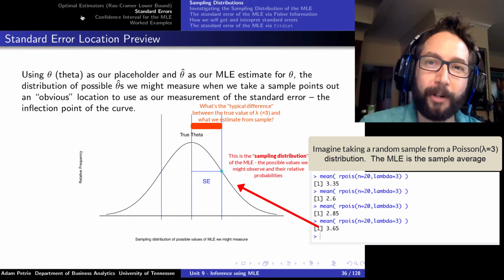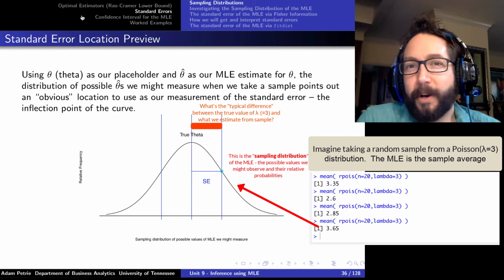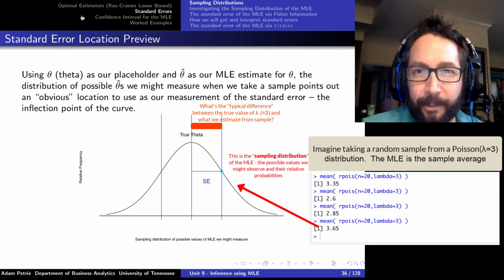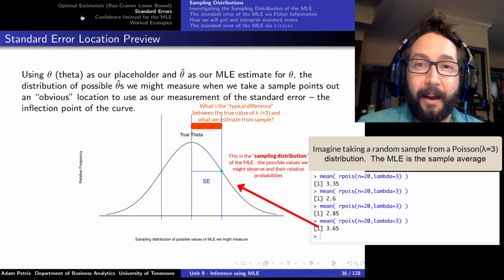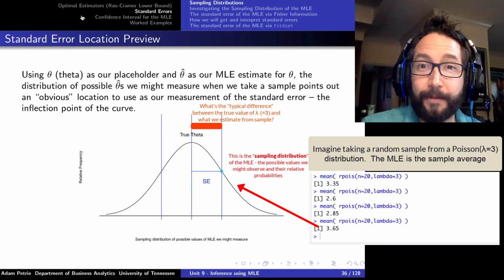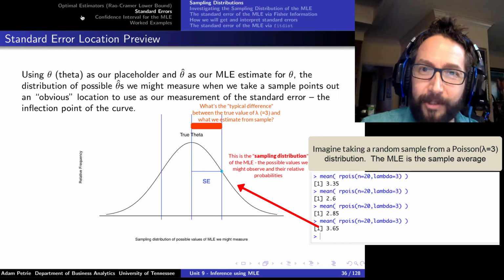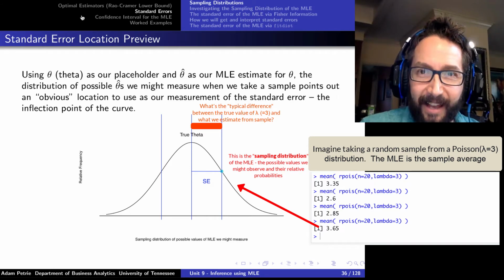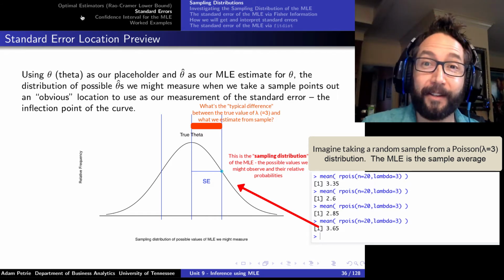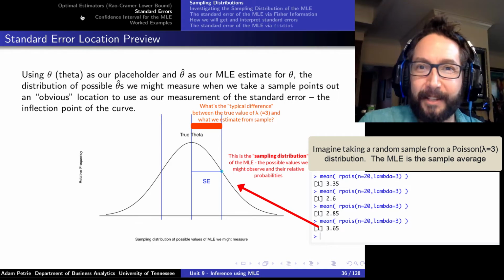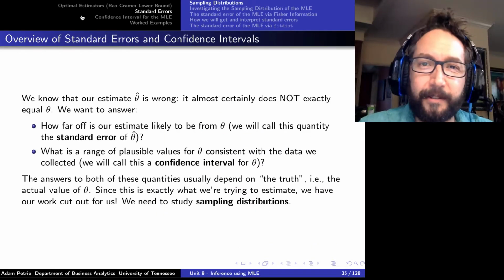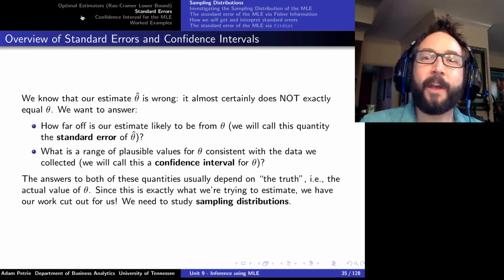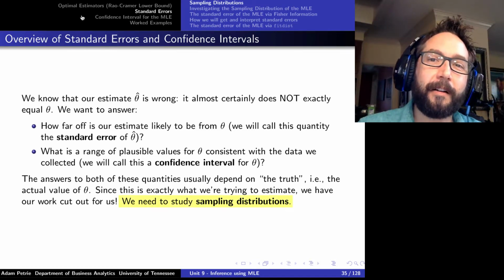And in fact, that's what we're going to do. We're going to try to figure out where the inflection points are on the sampling distributions of our statistics. That's a good measure for how far off typically our estimated value might be from the true value of the parameter. So our goal is to figure out where that location is. Can we come up with a numerical value for this standard error, the typical difference between our theta hat and our theta?